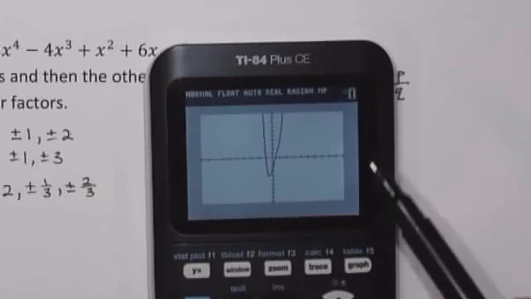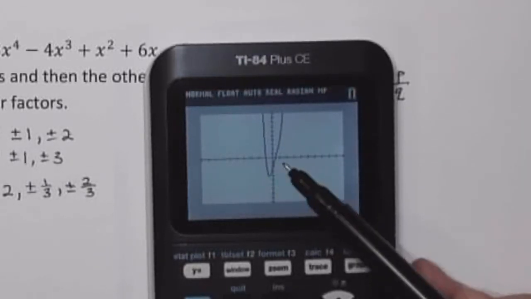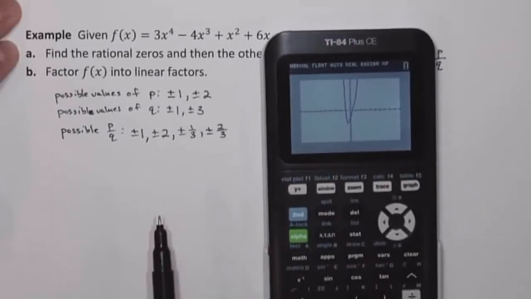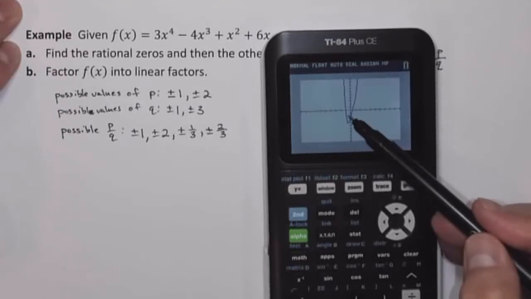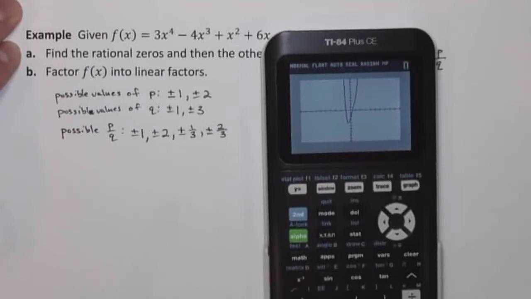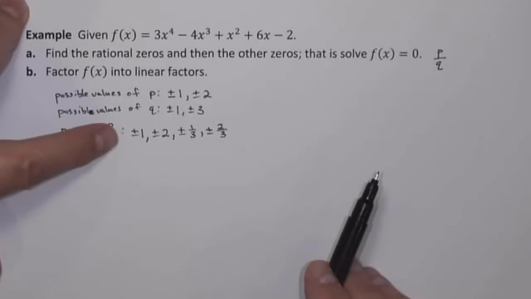Okay? And so if you take a look at this, it looks like this graph is crossing at -1, and it also looks like that graph is definitely crossing somewhere between 0 and 1. So if we look at that a little more closely, it looks like maybe it's crossing possibly at this 1/3 value right here. So if I have rational zeros, it looks like it's going to probably be -1 and 1/3. So those are going to be the ones that I'm going to check to see if they're rational zeros.